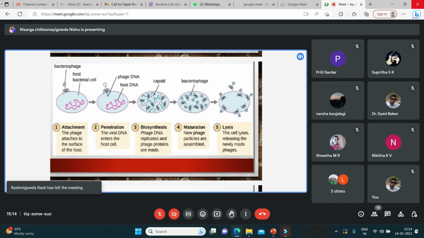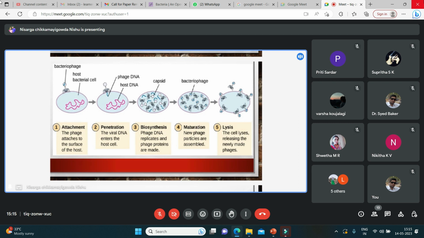So the release process differs. In this diagram, the T4 bacteriophage lyses its host cell, so the term lysis has been put, but it is not always the same case. Some of the viruses do not lyse their host cell; they bud out of the host cell. So the mechanisms of penetration and release differ from one virus to another, but generally the steps are the same.